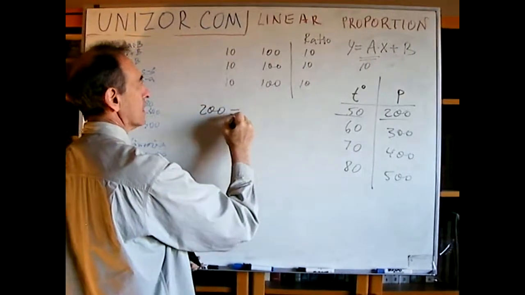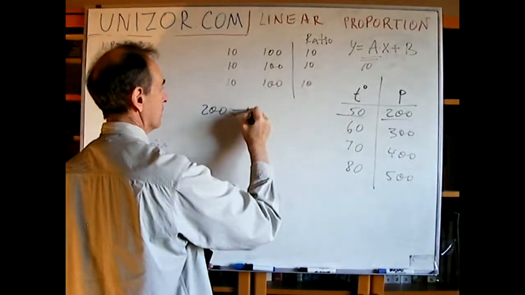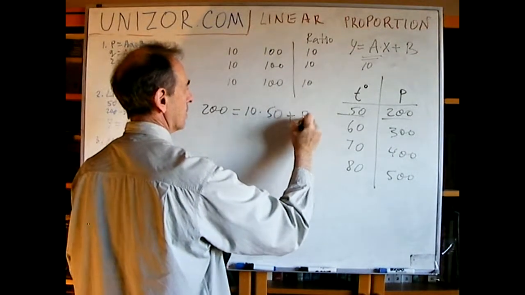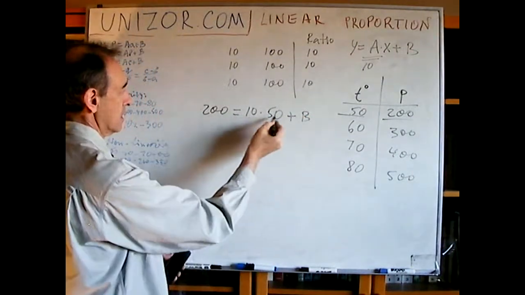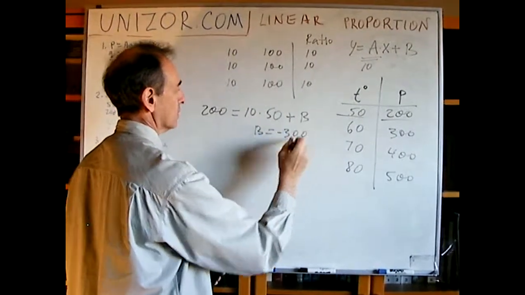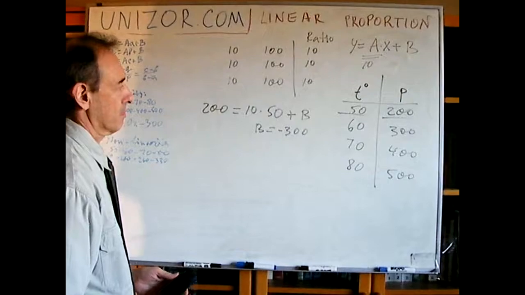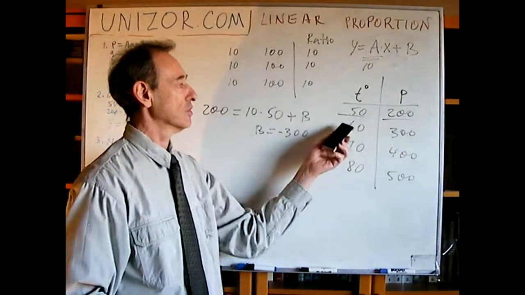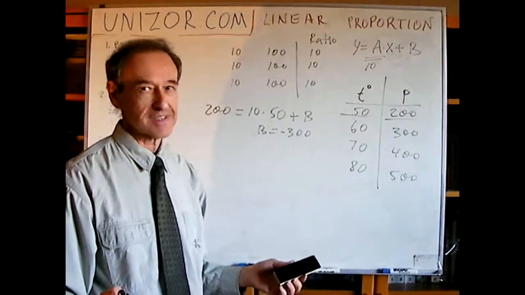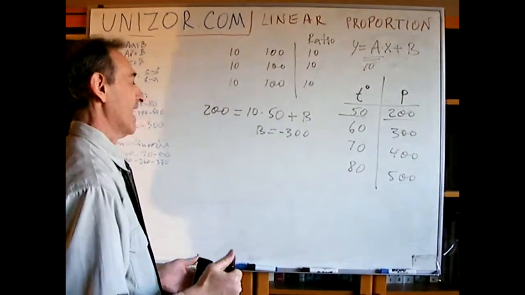200 is equal to a, which is 10, times 50 plus b. So this is 500, so b is equal to minus 300. Now, what if I substitute these two, or these two? Well, obviously I must receive exactly the same result, otherwise I did something wrong.